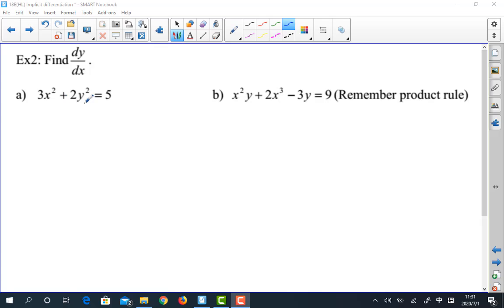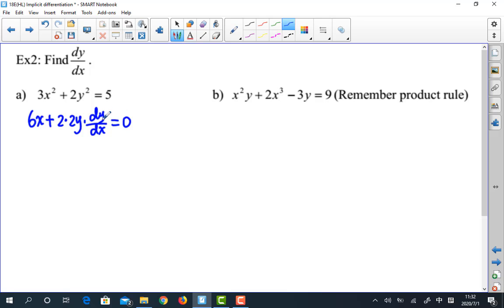So first, you need the sum rule. The differentiation of the left side, which is the sum of two functions, is equal to the sum of the differentiation of each function in the sum. So 3x squared, differentiation should be 6x, plus 2y squared, y is a function of x, you need to apply the chain rule. So differentiate y squared, 2y, the outside times the inside. Differentiate the right side. The right side is a constant. The differentiation of a constant is always 0.